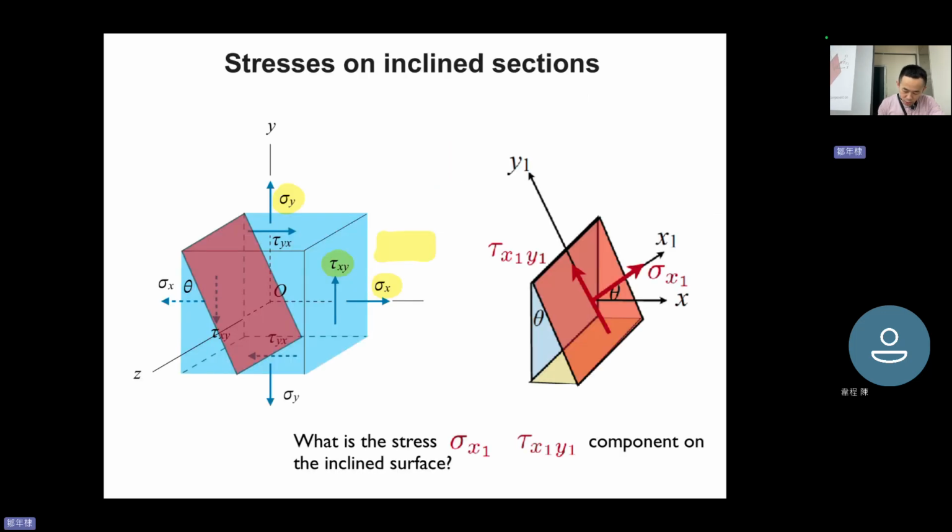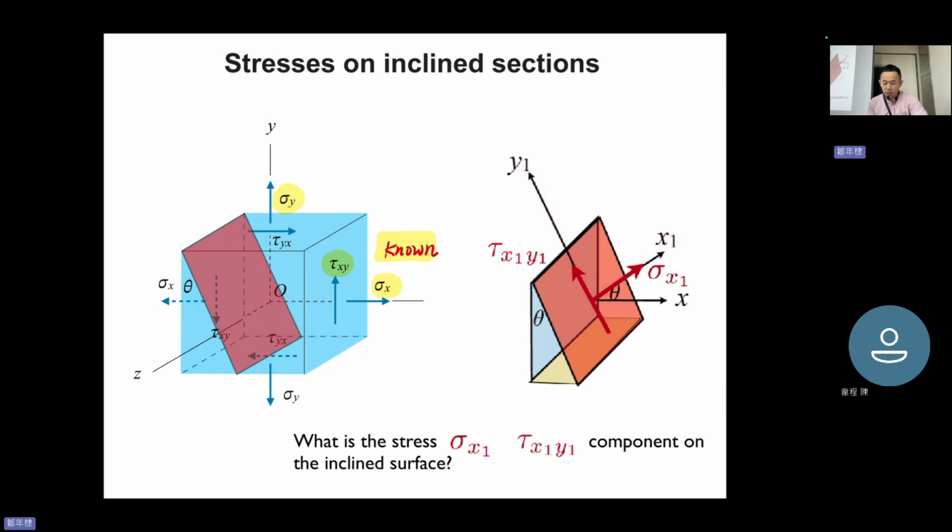Okay, this is norm. So we know sigma x, tau xy, and sigma y, and then we want to get the stress components sigma x1, tau x1y1 on the new axes x1, y1. Again, we talk about the same stress element. So the stress state is the same, no matter how you change your coordinate.